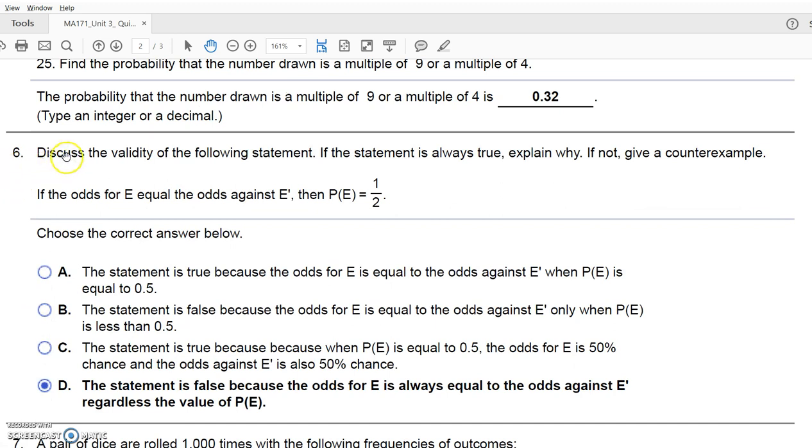Okay, number 6. Here's a statement, and we need to figure out if this is true or not. If the odds for event E equal the odds against E prime, the complement of E, then the probability of E has to be 1 over 2. First of all, this is really tricky. E and E prime are complements of one another. So the odds for E is always equal to the odds against the complement of E, so the probability doesn't have to be 1/2.